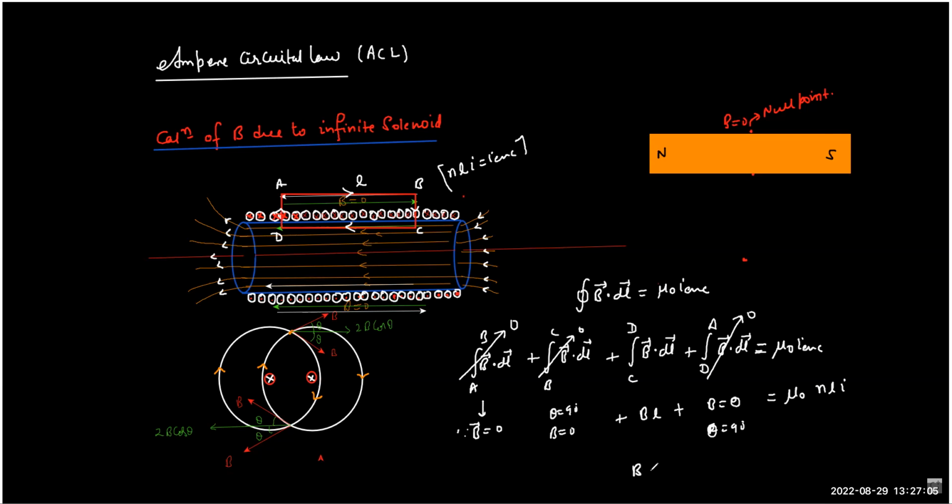And therefore now we have BL equals mu naught into NI into L, and therefore L gets cancelled. What you get is B equals mu naught NI. This is what we derived, right? So similar logic we can apply to derive other formulas.